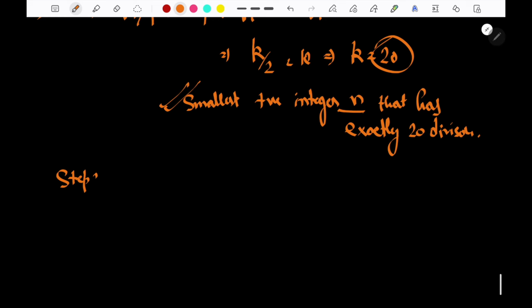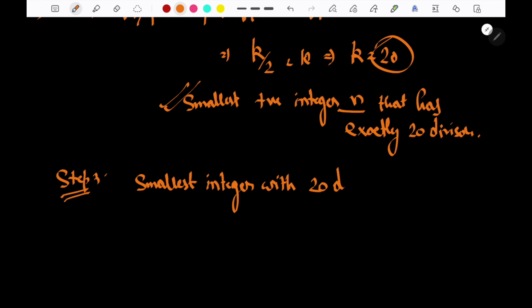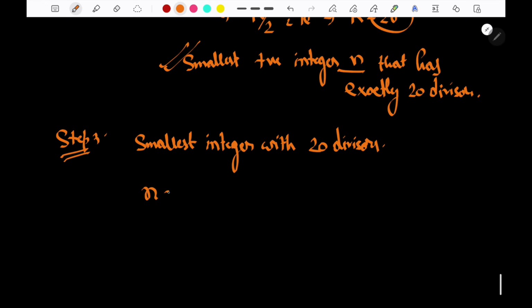So basically we are required to find number of divisors, matlab we are required to find smallest integer with how many divisors? With 20 divisors. So we are required to find smallest integer with 20 divisors. So how would we find it out? So n is equal to p1 alpha 1, p2 alpha 2.